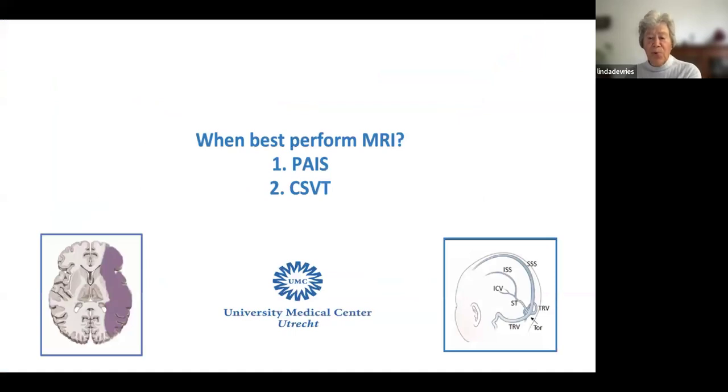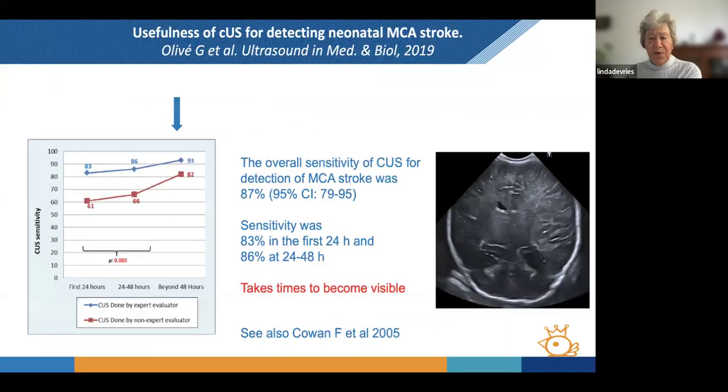So when best to perform an MRI in children with stroke, either arterial ischemic stroke or sinovenous thrombosis? Ultrasound is good, and I really like it. I always do it. But for the stroke, you need to be patient. And if a baby comes in with seizure and you really want to know why the baby is seizing, then very often you don't have the patience to wait for the echogenicity to become apparent, after the first 48 hours or so. This is a very big stroke.